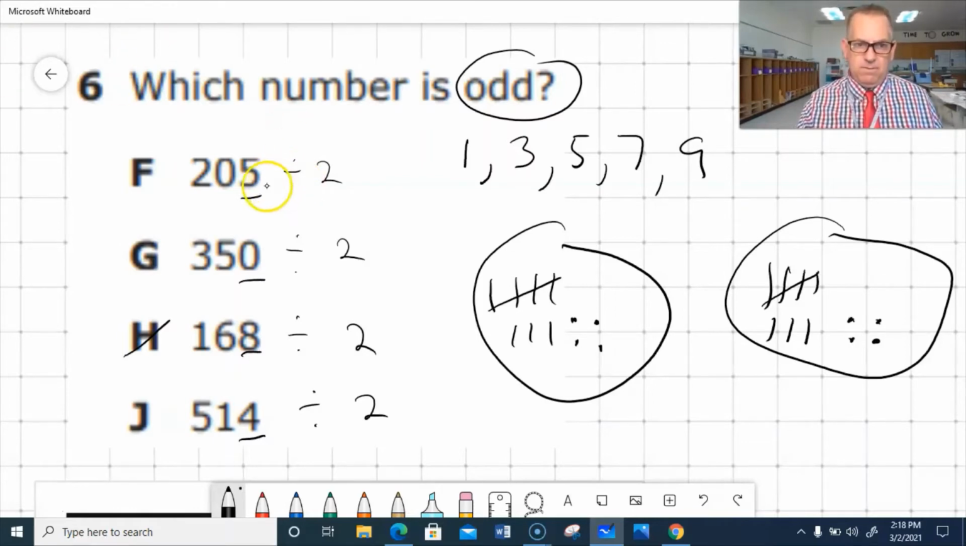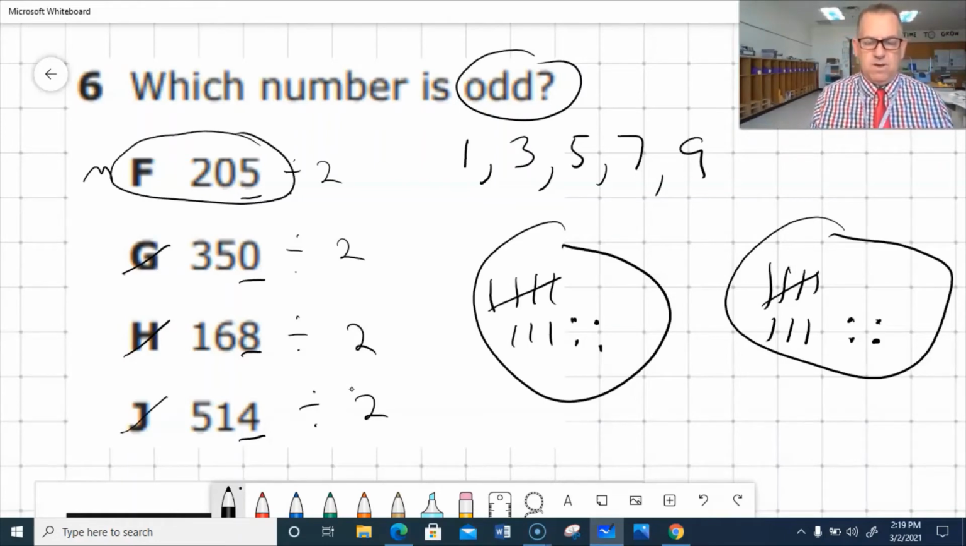So we're looking at answer choice F. It does have a 5, so I think that may be my odd number. We'll look at the rest of them though. This one has a 0 in the ones place, and that would not be an odd number. I said that answer choice A, 268, is an even number, but we'll look again. There is not one of those numbers there. And for 514, the 4, I don't see a 1, 3, 5, 7, or 9 there, so that would make that an even number also. So our number that's odd is F, 205.